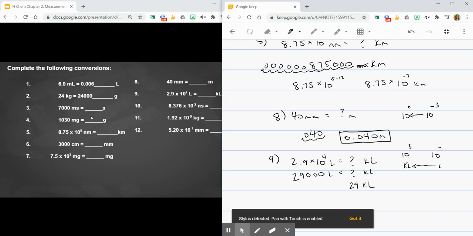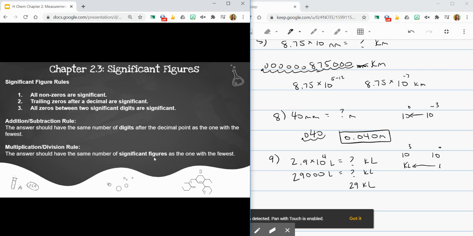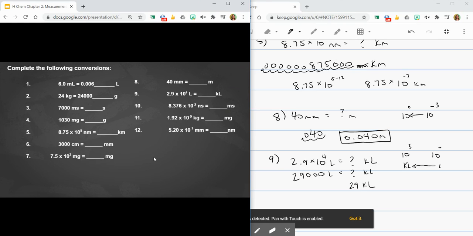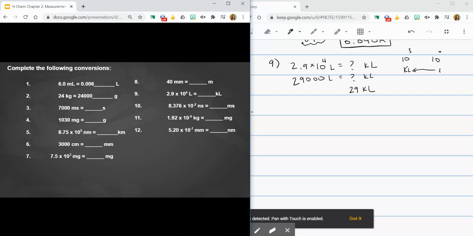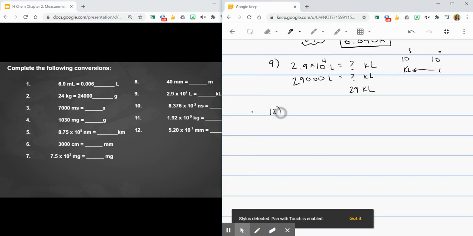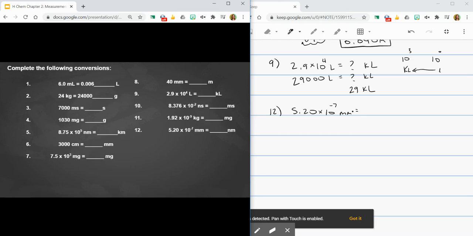All right, and what is this last problem? Number 12. Let's do number 12. 5.20 times 10 to the negative 7 millimeters, and we were changing that to nanometers.